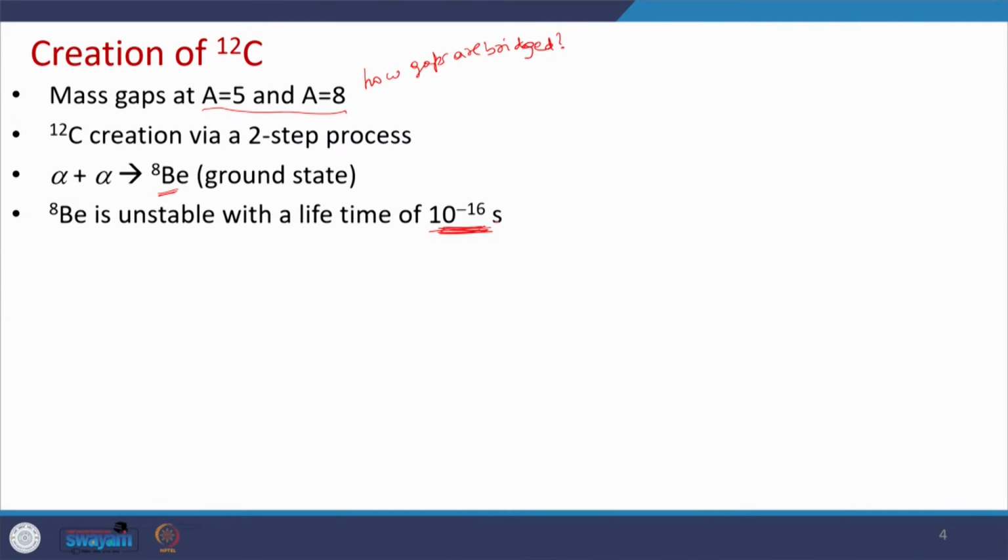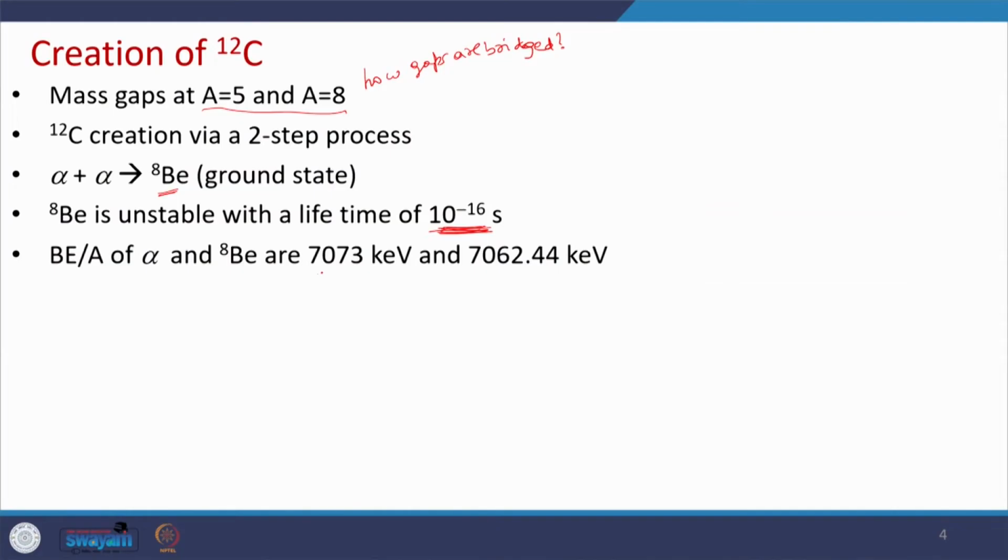Now, on one hand I am saying carbon 12 can be formed because of this process, but on the other hand I am saying alpha plus alpha is giving rise to beryllium 8 and it is quickly coming back to 2 alpha particles. So, where is the question of carbon 12 formation? So, that is where the interesting aspect is.